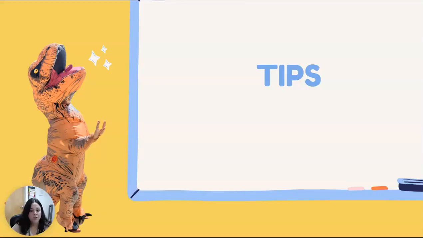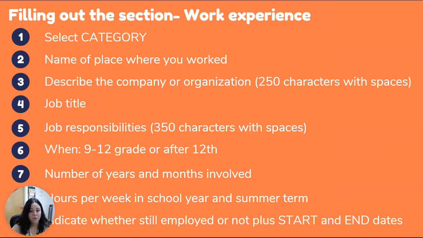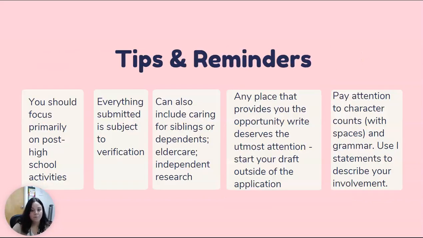So if we go back to the work experience section, here you'll see that for description of the company or organization, it's 250 characters, and for job responsibilities, it's 350 characters. So it's actually not that much space. So you have to be very specific in your writing and concise in your language in order to make sure you get the point across and ensure that what you're sharing is meaningful.